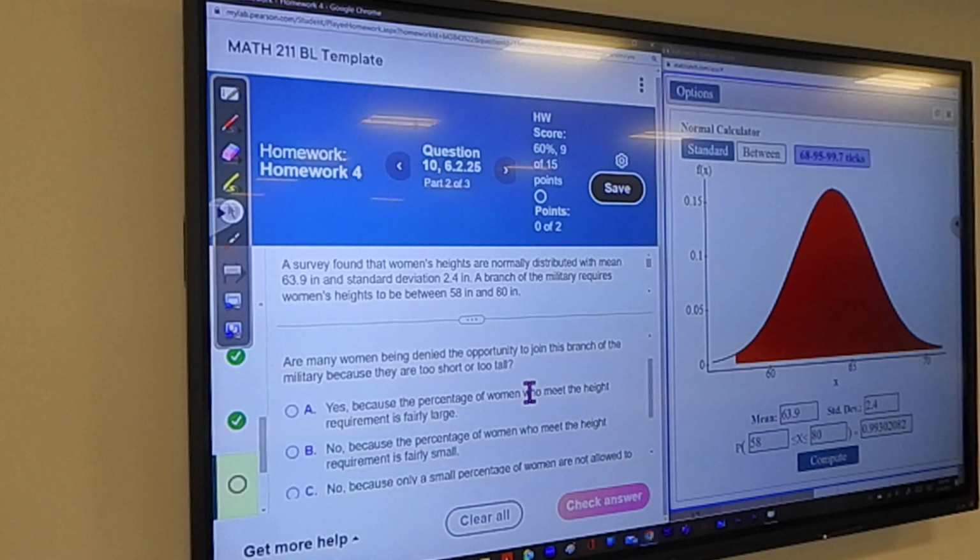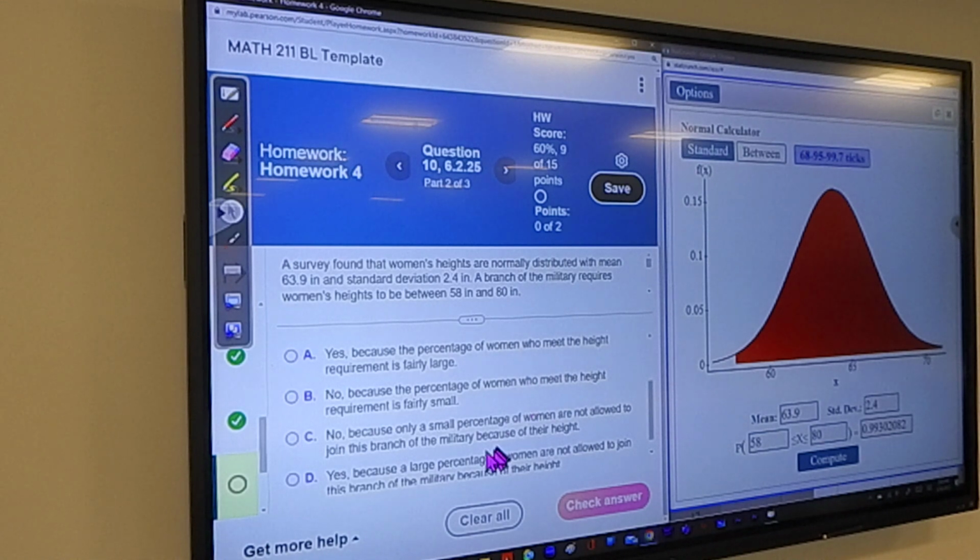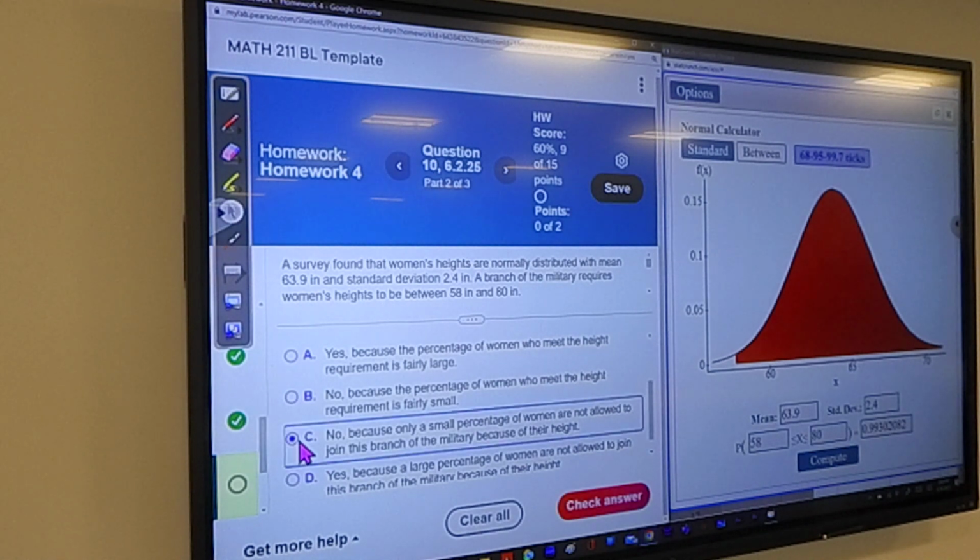Are many women being denied the opportunity to join? No, because only a small percentage are not allowed to join because of their height.